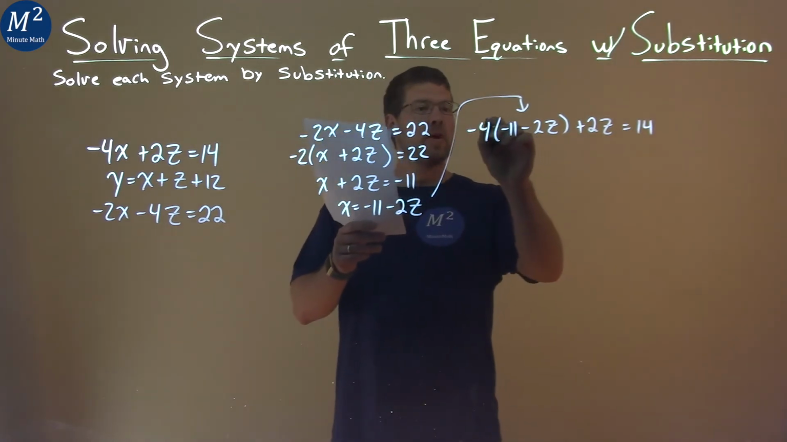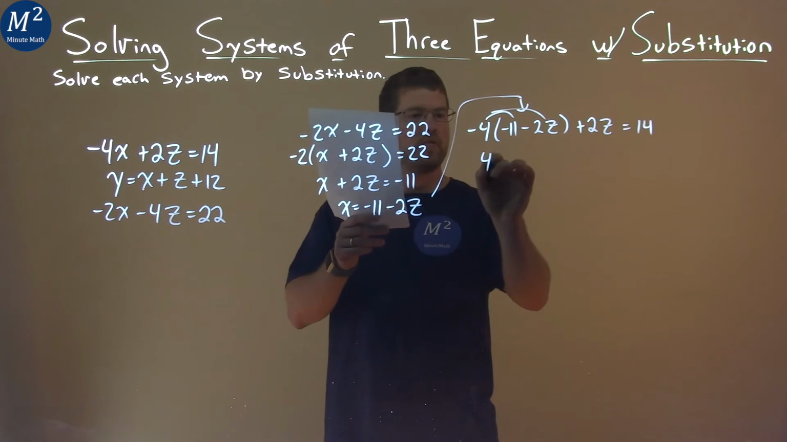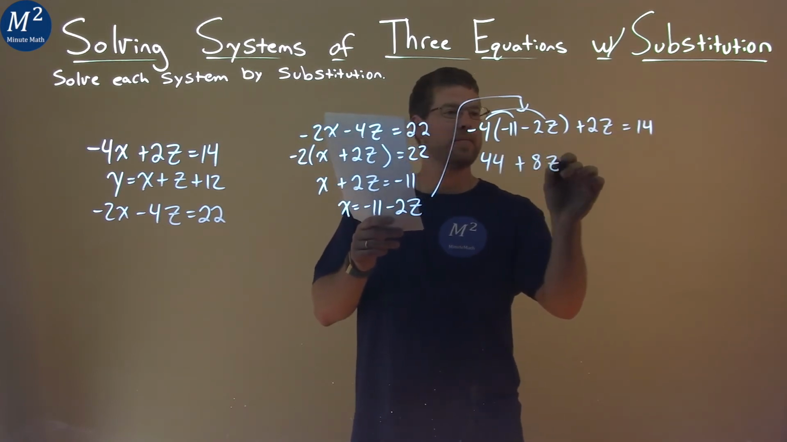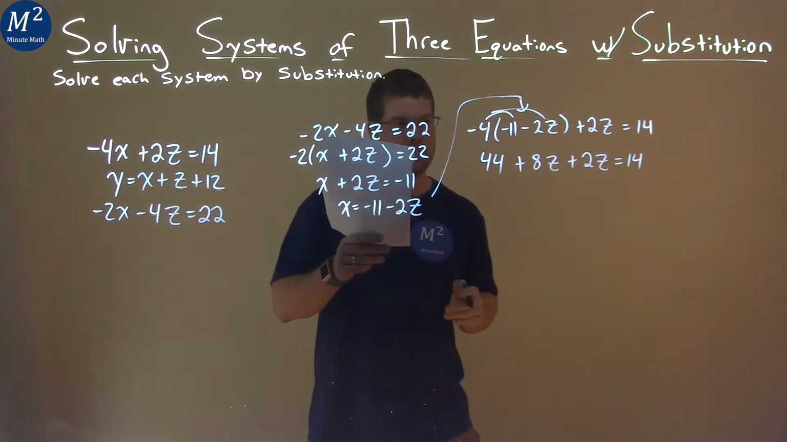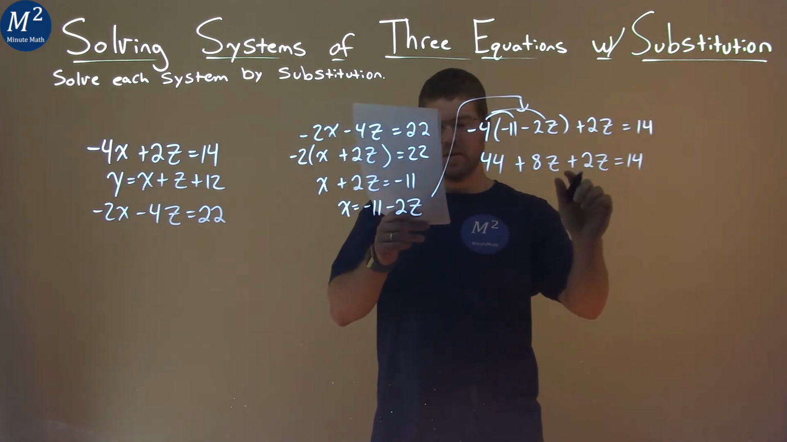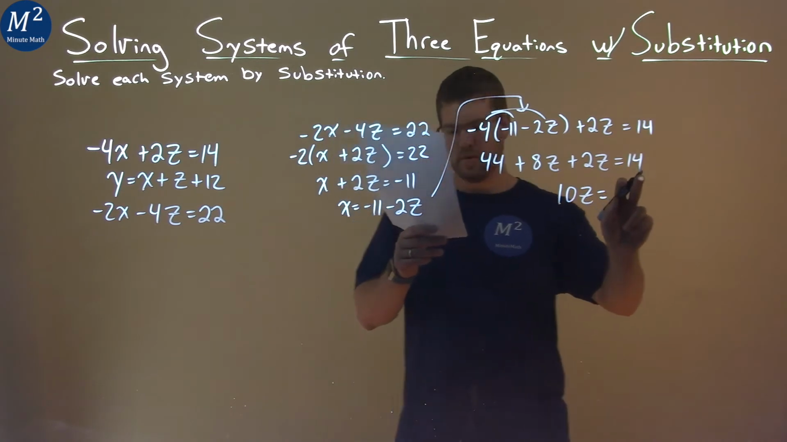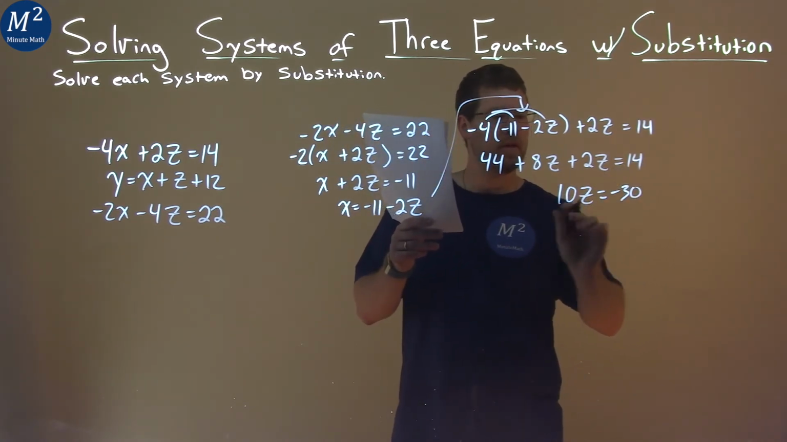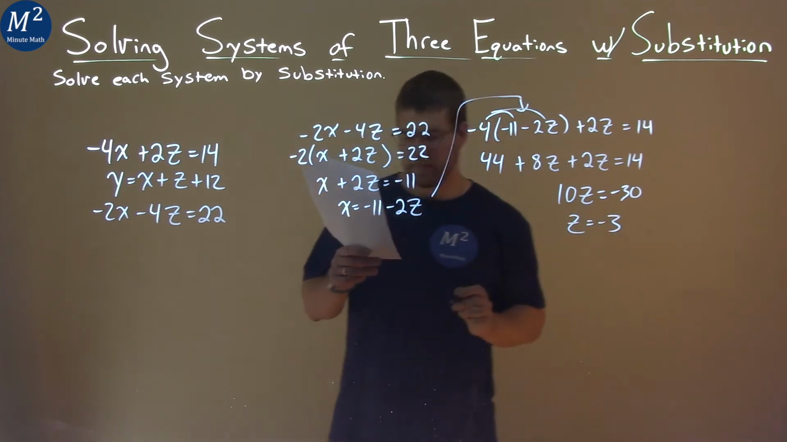Distribute the negative 4 to both parts. Negative 4 times negative 11 is a positive 44. Negative 4 times a minus 2z is a positive 8z. Plus 2z equals 14. Well, combine our like terms. We have 8z plus 2z is 10z. We subtract 44 from both sides, and we have negative 30, since 14 minus 44 is negative 30. Divide both sides by 10, and z equals negative 3.